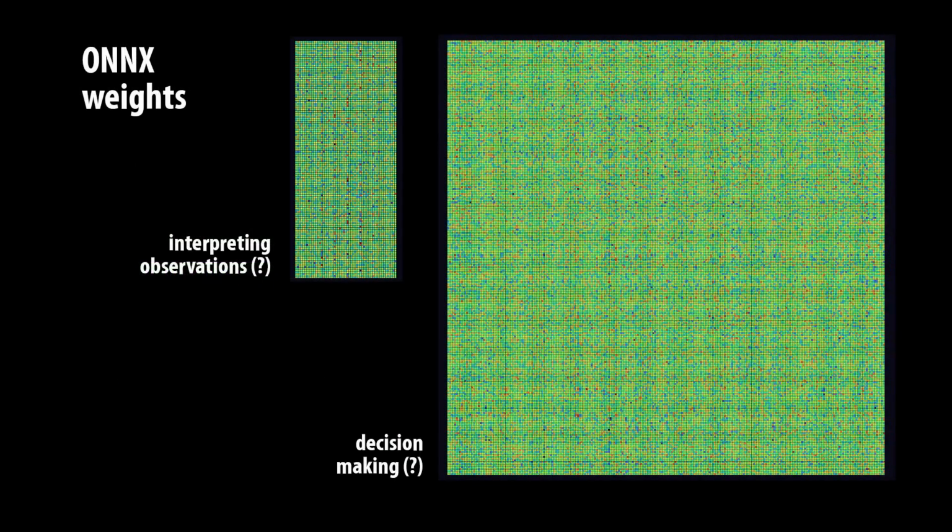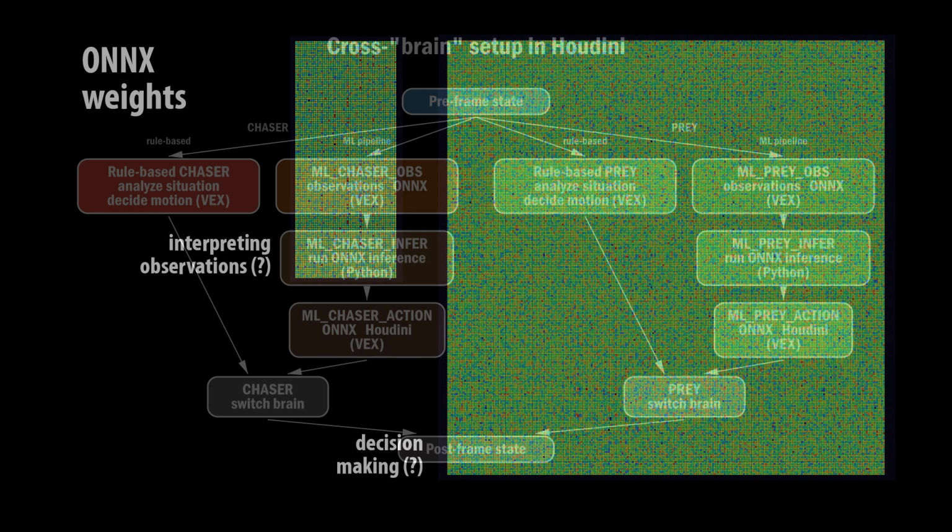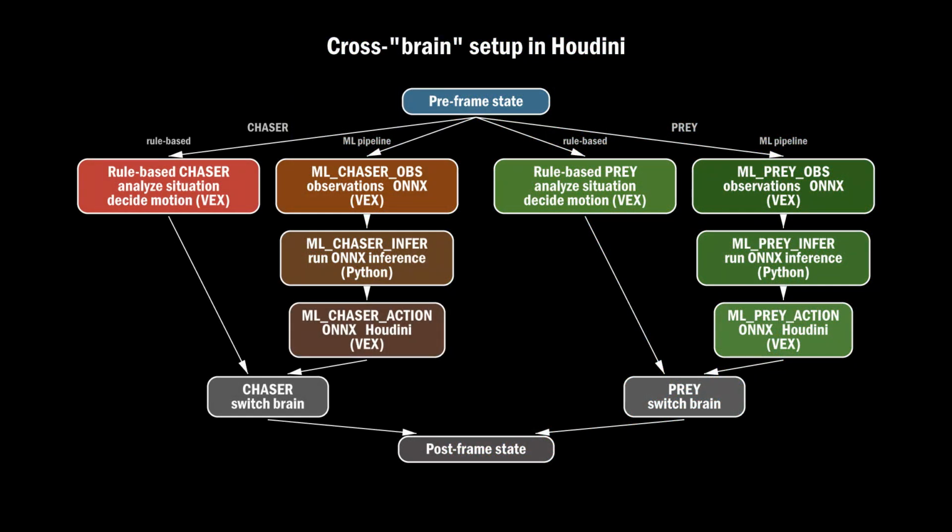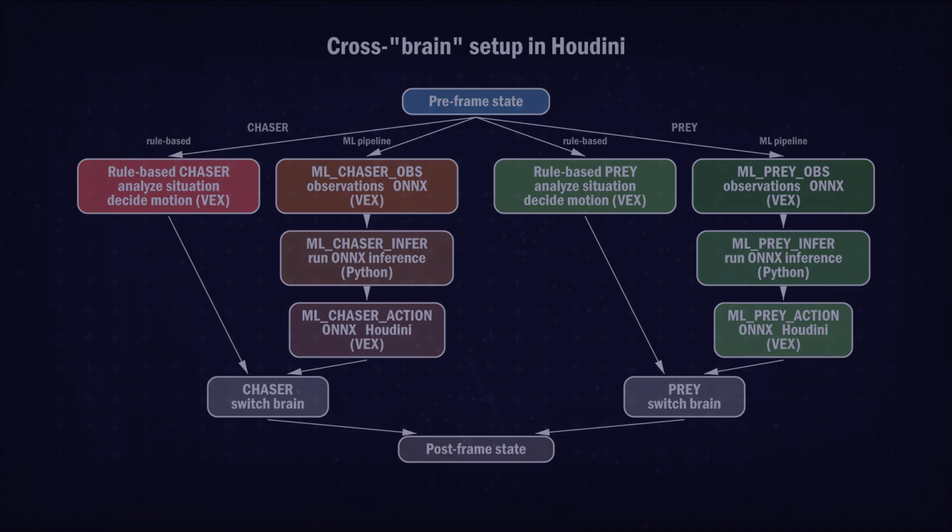In case you're interested, here's how the weights in the ONNX look. This initial gem seemingly interprets observations. The second, bigger gem is presumably the decision maker. Good luck figuring out what any of these values mean. With this Houdini setup in place, each agent's brain, so to speak, could now be selected with a switch.